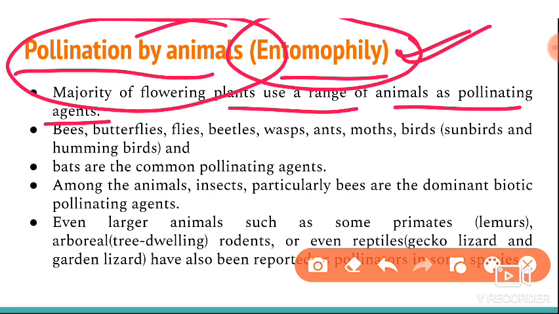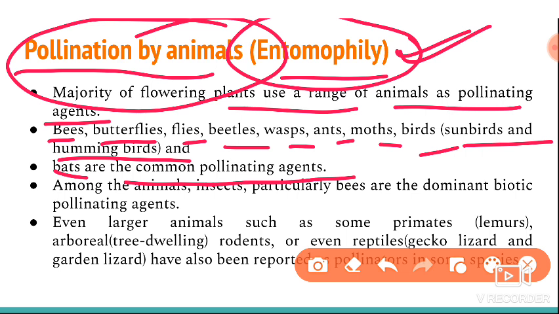Bees, butterflies, flies, beetles, wasps, ants, moths, and birds are there. You can take the examples of sunbirds and hummingbirds. And bats are also common pollinating agents. Even bats are involved in the pollination.